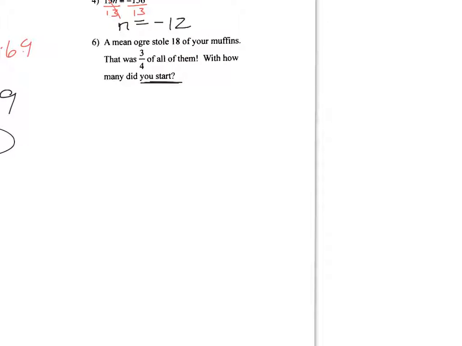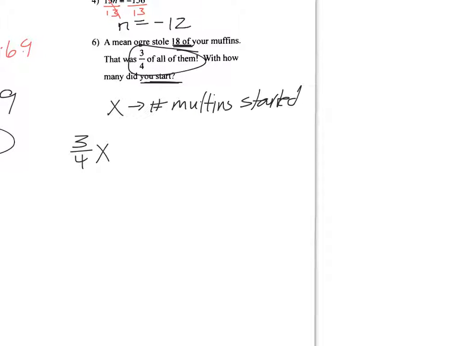So I know I started out with x. So x represents the number of muffins I started with. This is a good habit to get into, is label your variable with what it represents. So what happened? He stole 18. What's that mean? 18 is 3/4 of your muffins. So if I take 3/4 of my muffins, which were x, then that has to equal the number he stole, which is 18. That's a thought process you kind of go through.